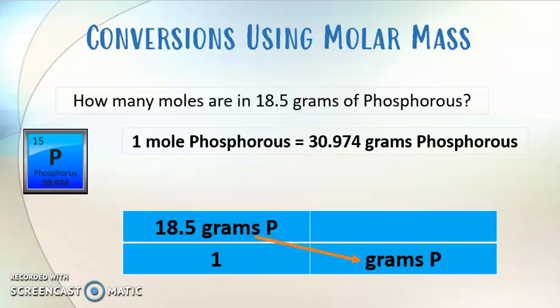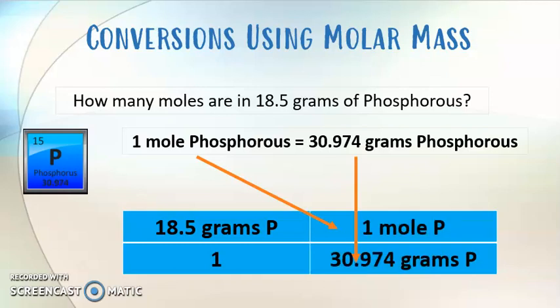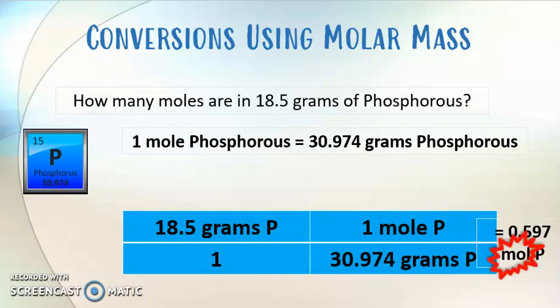Then, let's figure out what numbers go where. So notice I have grams in the bottom box. That means that I'm going to take that 30.97 grams and put that to the bottom. And then the second half of the equivalent statement is going to fill into the top. Fill it in, plug and chug. So my final answer in this case, with 3 significant figures, because of the 18.5 only having 3 significant figures, would be 0.597 moles of phosphorus.